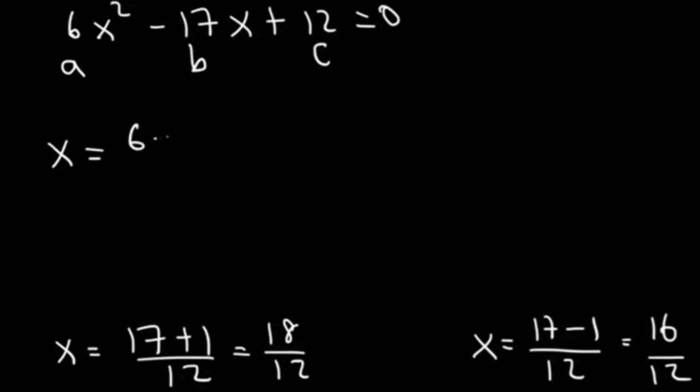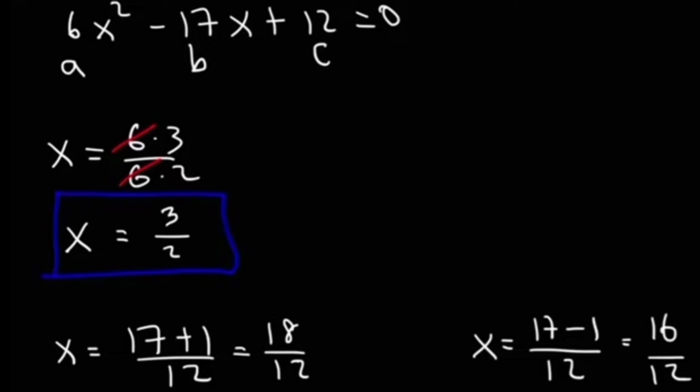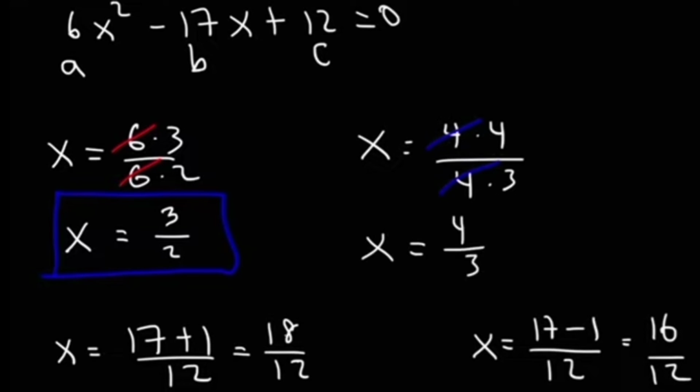So 18 is 6 times 3. 12 is 6 times 2. X equals 3 over 2. For the other one, 16 is 4 times 4. 12 is 4 times 3. The other answer is x equals 4 over 3.